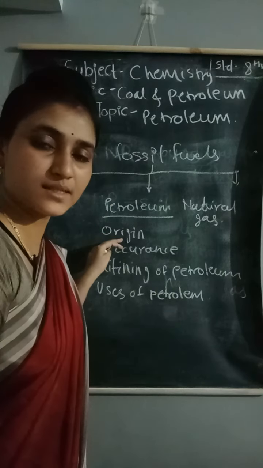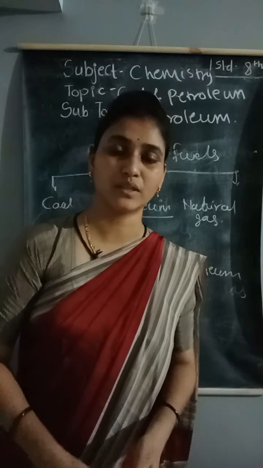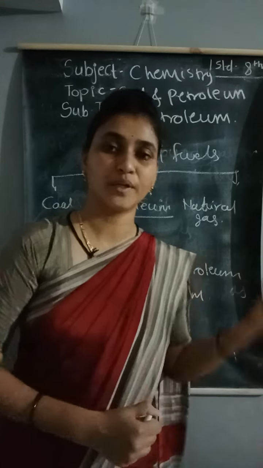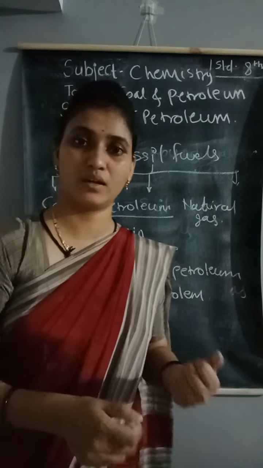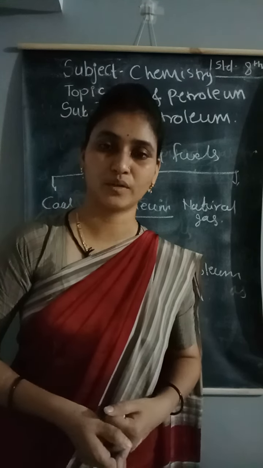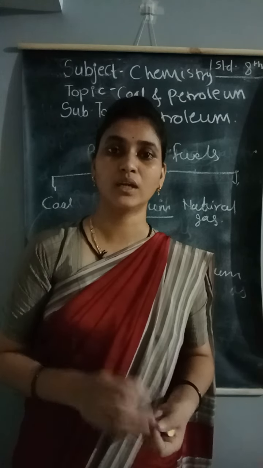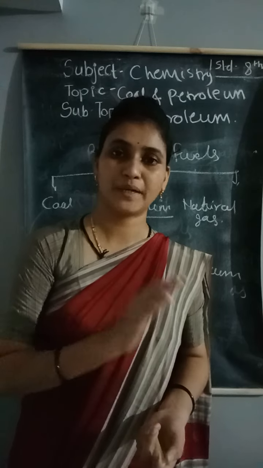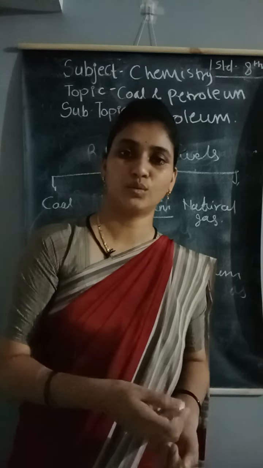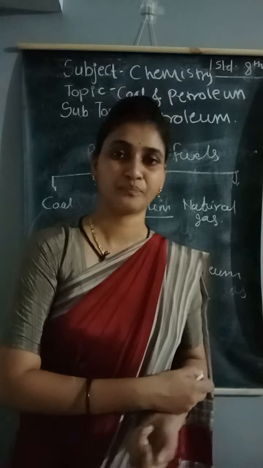So, what is the origin of the petroleum? The origin of the petroleum is deep in the earth crust. From the earth crust we can obtain the petroleum. We used to heard petrol, diesel, those are all contents of the petroleum. Not the petrol only, the content of petroleum. The content of petroleums are petrol, diesel, kerosene and other oils are also there.